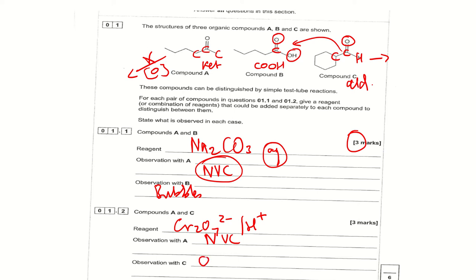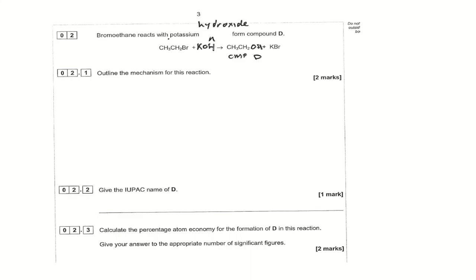Aldehyde C will of course go. Acidified potassium dichromate is orange, and when it's reduced, or in other words, when it acts as an oxidizing agent, the colour of the solution goes green. So that was it really. A lot of us were using some bizarre things. You could have used a universal indicator. Universal indicator for the carboxylic acid would of course go sort of red-orange, whereas a ketone is neutral. So you could have done that.